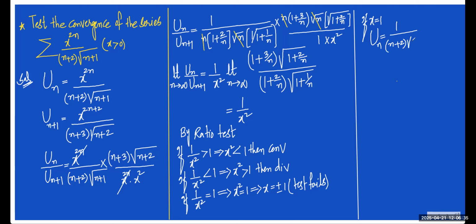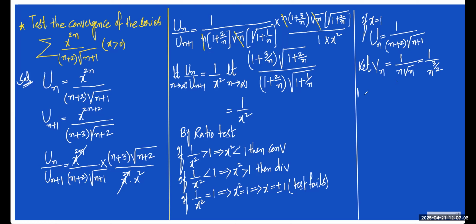This question becomes a proper fraction where we can easily choose the Vn value. Vn is equal to the highest power of n in the numerator, which we don't have. Here n is there, here root n is there. This is also equal to 1 by n root n, which can be written as 1 by n power 3 by 2, because n power 1 and n power 1 by 2 together become n power 3 by 2. So you can use either one.